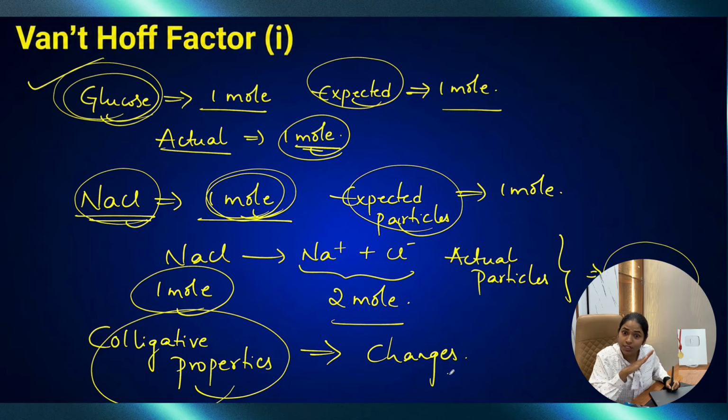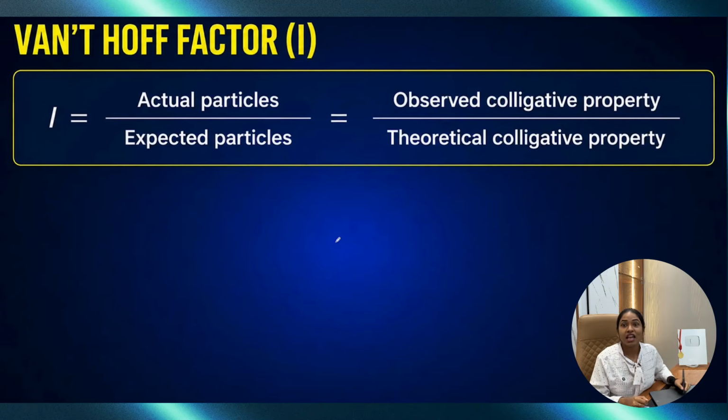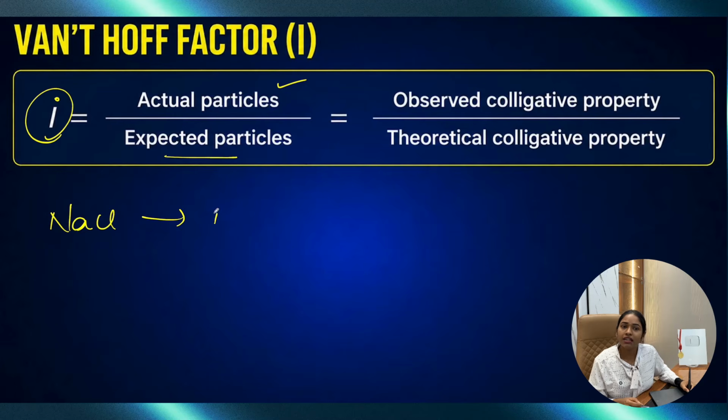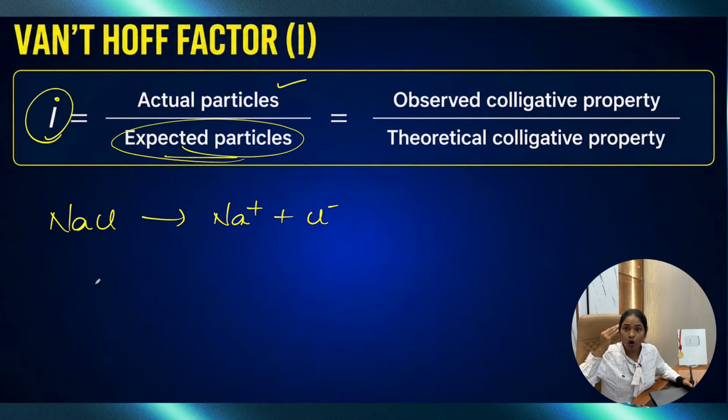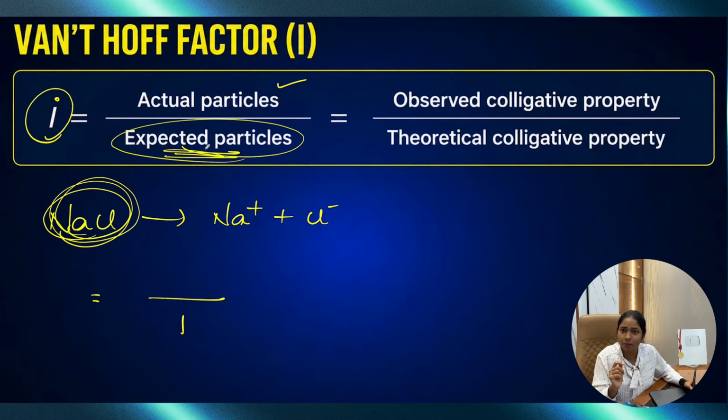To avoid this problem, Van't Hoff is the name of the scientist who introduced i, called the Van't Hoff factor i. He gave a formula: Van't Hoff factor i is equal to actual particles divided by expected particles. For example, NaCl breaks down into Na plus and Cl minus. What we expect is NaCl should be 1 mole, that is what we are taking, the expected one. But in reality, experimentally, it is breaking into 2 particles. This is the i value.